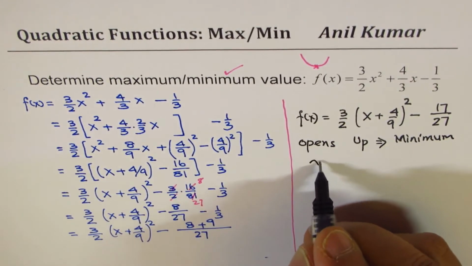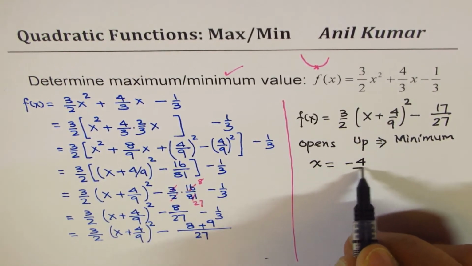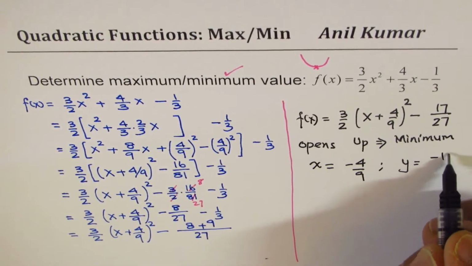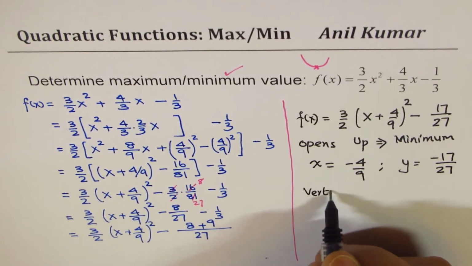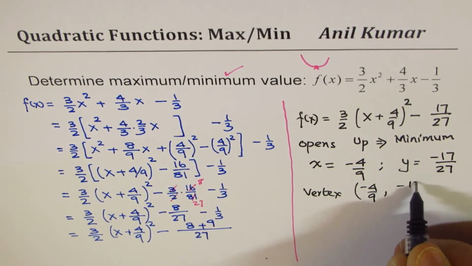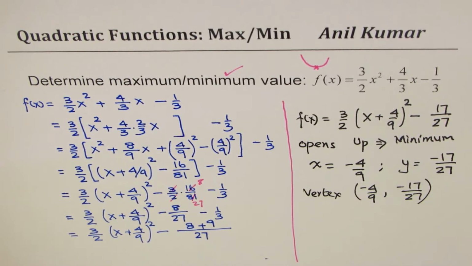And the minimum for x, the value is whatever makes this 0, which is minus 4 over 9, and the y value is this value, minus 17 over 27. Or you can say that the vertex is at minus 4 over 9, minus 17 over 27. So I hope the steps are absolutely clear. That is how, if you do it in steps, you should be in a position to answer all the questions, right? So I hope that helps.